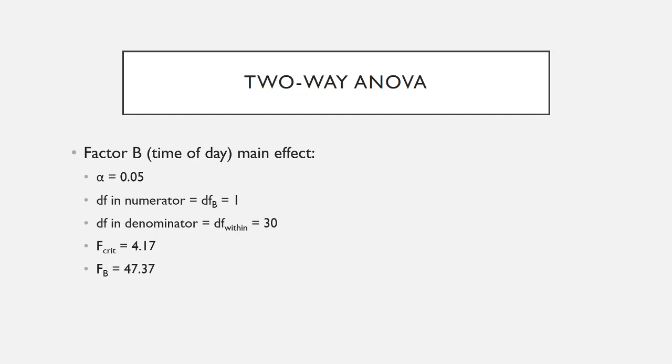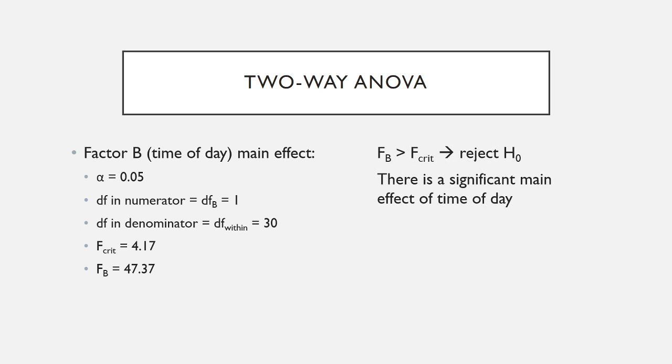Okay, moving on to evaluate for significance your second main effect, so time of day. Again, you get your critical F value by having your two different degrees of freedom. In this case, the critical F value is 4.17. Again, this clearly exceeds the critical F value. So when your obtained F exceeds your critical F, that's when you reject the null hypothesis. In this case, there's a much stronger main effect of time of day on the amount of sleep.